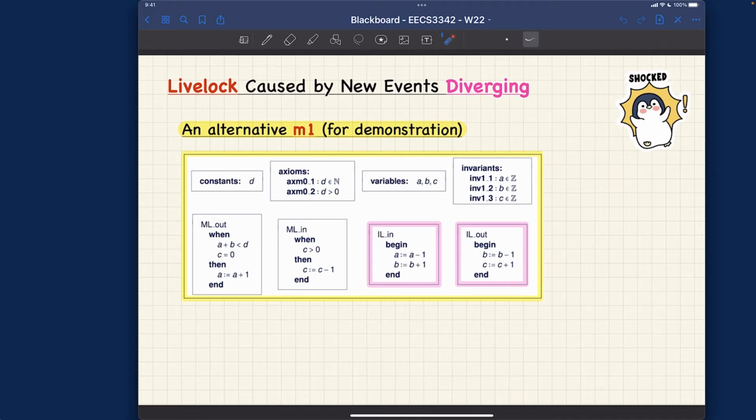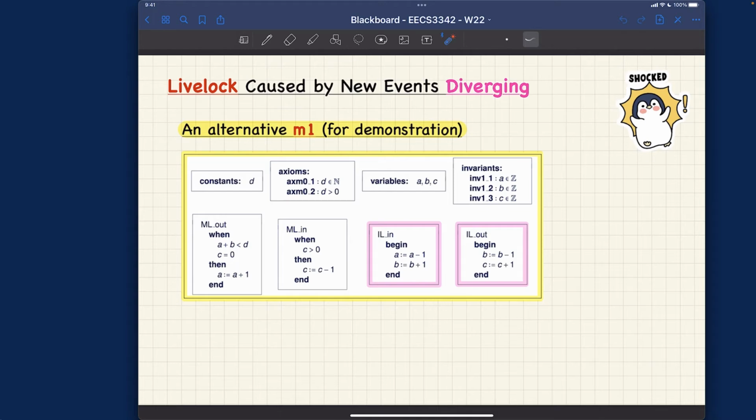For the new events IL in and IL out over here, I also got rid of their guards, so they're guardless. And if you remember what we discussed before, the init event should be the only event that doesn't have any guards. Any other event that has no guards, meaning that it's always enabled, should be a warning sign. It should be a no-no in terms of the design of the events. That's something you want to keep in mind. Let's say this is the variant of M1 that we are talking about. Shocking fact number 1.